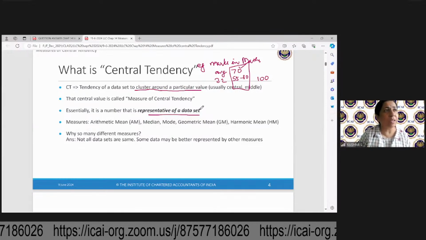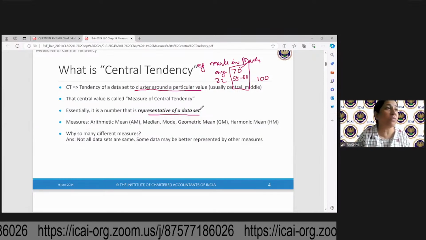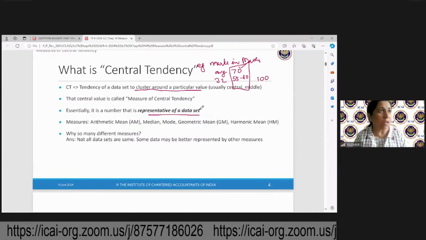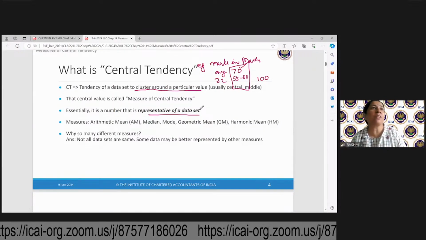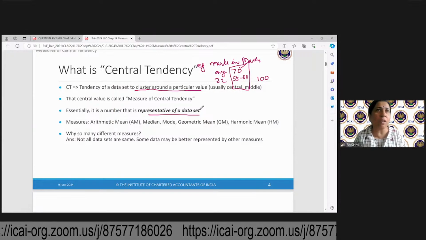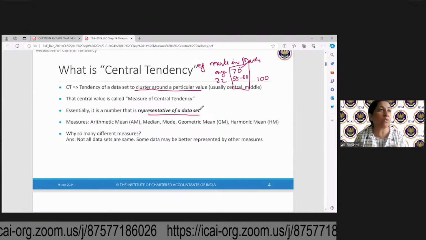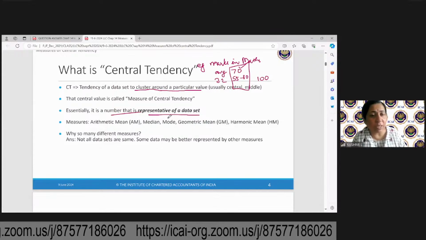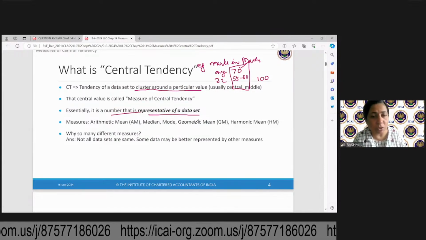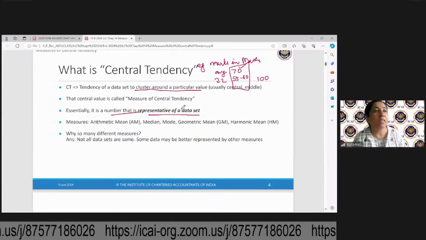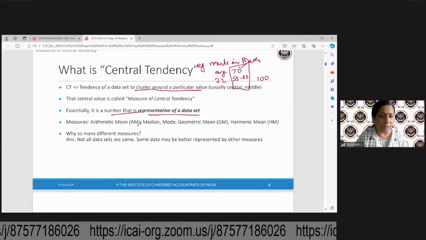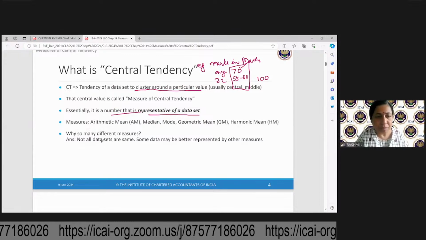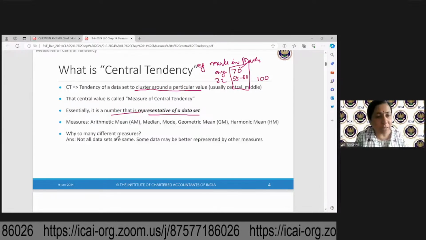If I'm saying that the average marks is 55, then what will everybody say? Oh, the paper was tough. So it is representative of the marks that the students have got. What are the measures? Measures are arithmetic mean, median, mode, geometric mean, and harmonic mean. These are the ones that are there in your syllabus, and we're going to study each one of them one by one. Why are there so many different measures?